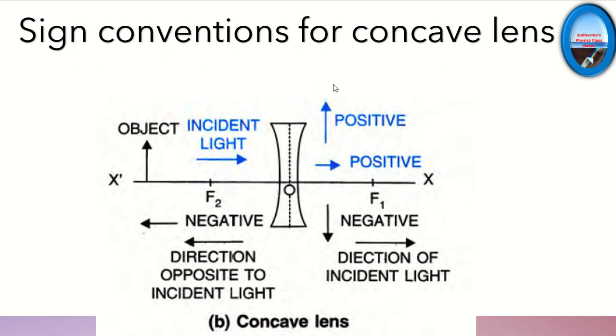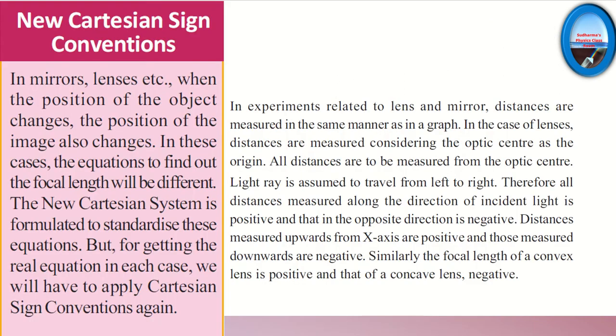Now for the concave lens, the rules are the same. We know that a concave lens only forms a virtual image, so we don't have to measure anything towards the right side of the lens. The object should be on the left side. That is mandatory. All the measurements should be taken from the optical center of the lens. Other rules are the same for a concave lens also.